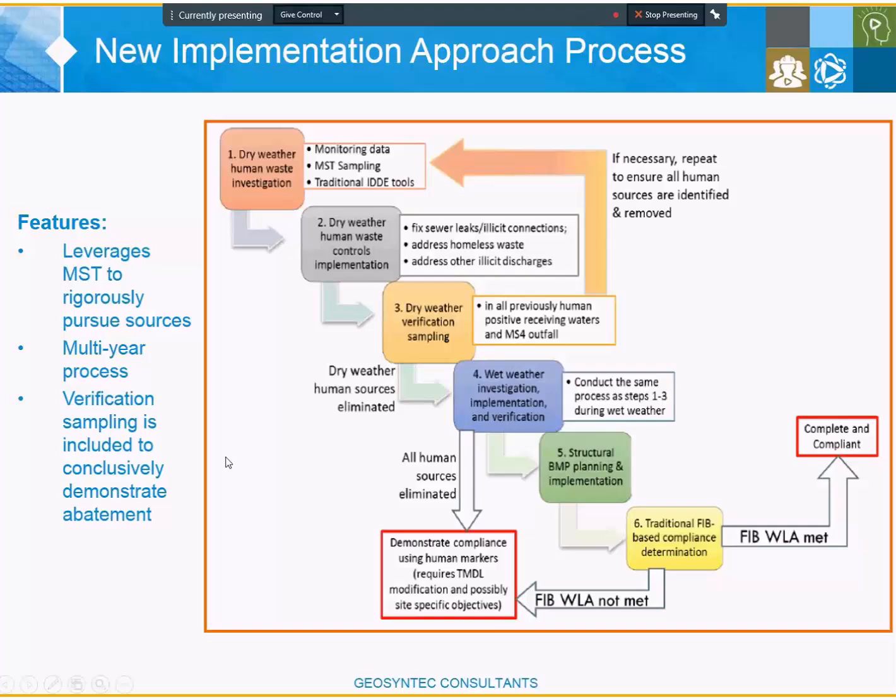So this is the path that we laid out. It leverages MST to rigorously pursue sources. We recognize it's a multi-year process, which the TMDL compliance schedule allows, and it includes verification sampling. I think most MST investigations don't include that step, but it's critical because it's how you know conclusively and how you can show that abatement was complete.